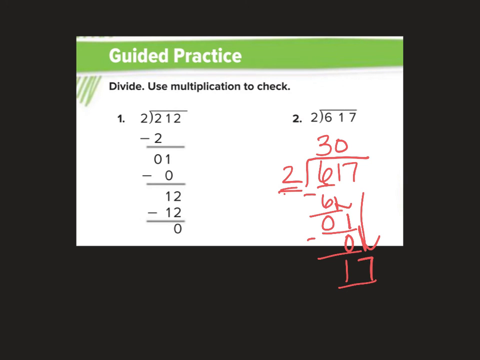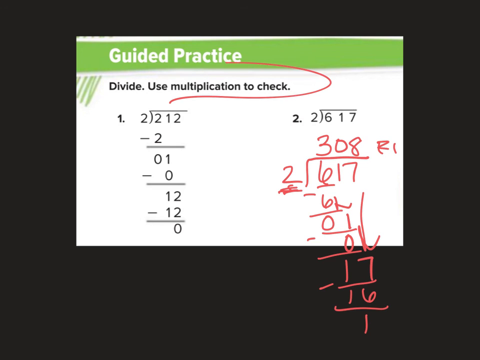Divide. 17 divided by 2 is, well, I can get to 16. 2 8s are worth 16. 8. Multiply. 2 times 8 is 16. And subtract. Remainder 1. We don't have anything else to bring down, so our remainder is just 1.